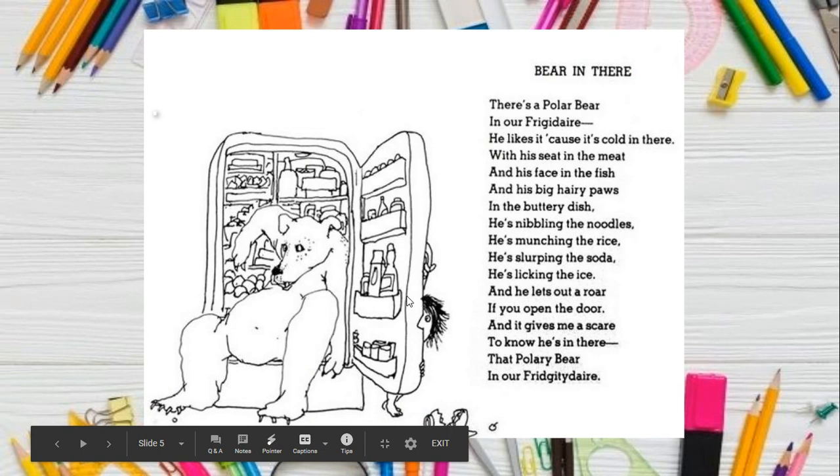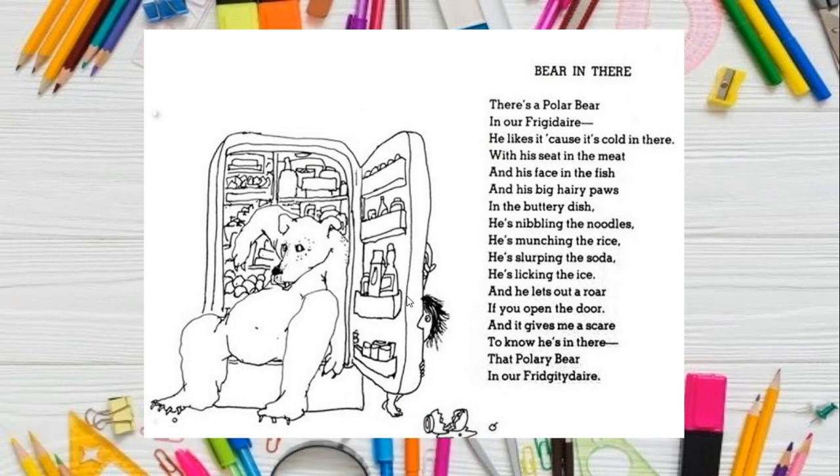Bear in there. There's a polar bear in our Frigidaire. He likes it 'cause it's cold in there. With his seat in the meat, and his face in the fish, and his big hairy paws in the buttery dish. He's nibbling the noodles, he's munching the rice, he's slurping the soda, he's licking the ice. And he lets out a roar if you open the door, and it gives me a scare to know he's in there, that polary bear in our Frigidaire.